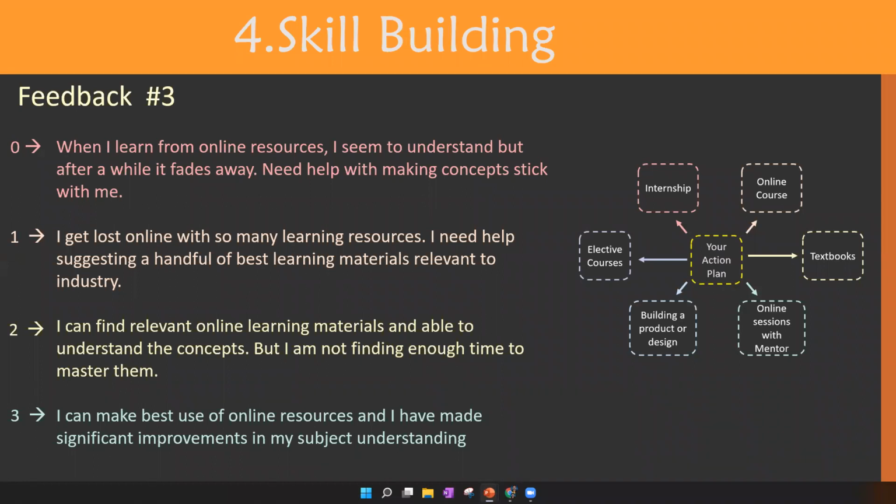But if you think you are fine and you can make best use of the online resources and you have already made significant improvements using those online materials in understanding the subject, please go with choice 3. May I request you to give your response now?